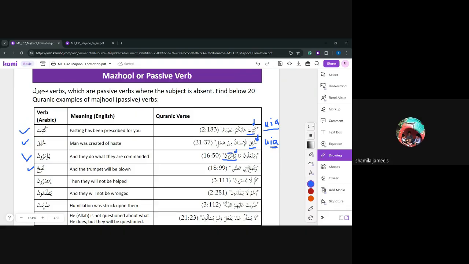It is the plurality. Is it part of the original verb, or an extension? Is it a suffix? Yes, it's a suffix. Good. So you identified yu'maru, and is the yu a part of the verb, or is it an extension? It's an extension. It is a prefix.